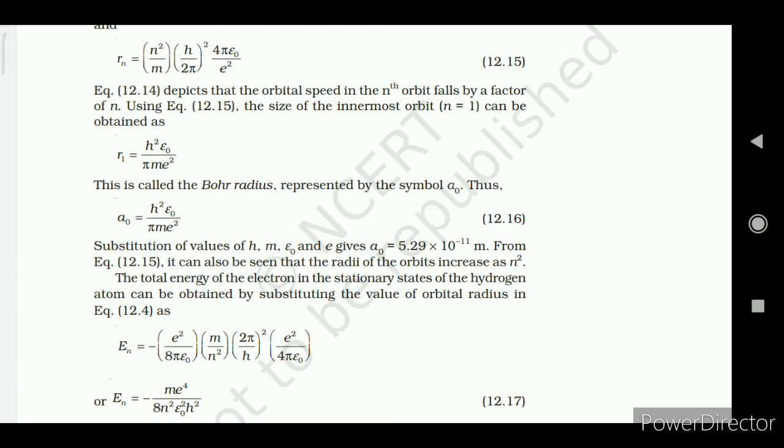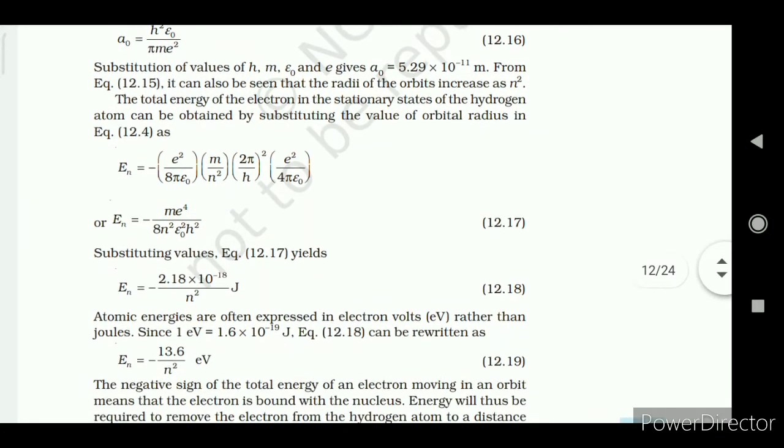Similarly, E3 is equal to minus 1.51 electron volt, given in figure 12.8. The principal quantum number n labels the stationary states in the ascending order of energy. In this diagram, the highest energy state corresponds to n equal to infinity and has an energy of 0 electron volt. This is the energy of the atom when the electron is completely removed from the nucleus and is at rest. Observe how the energies of excited states come closer and closer together as n increases.